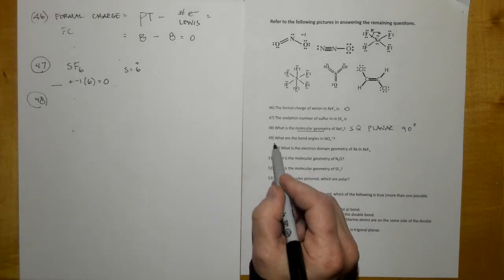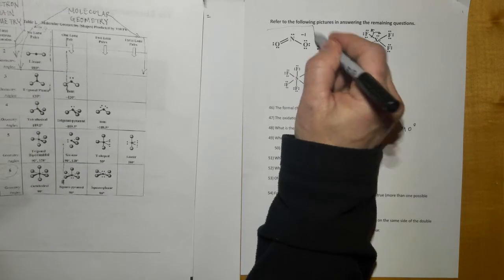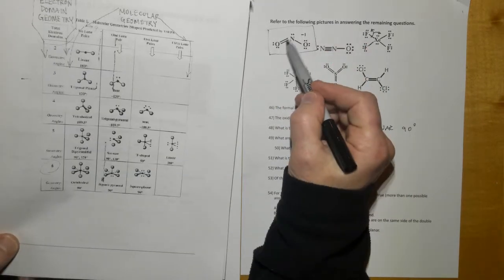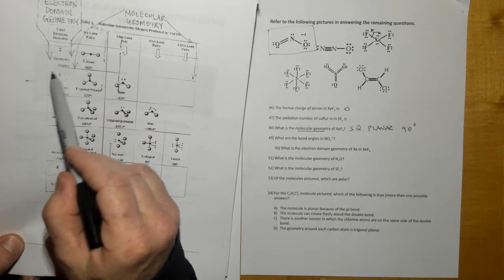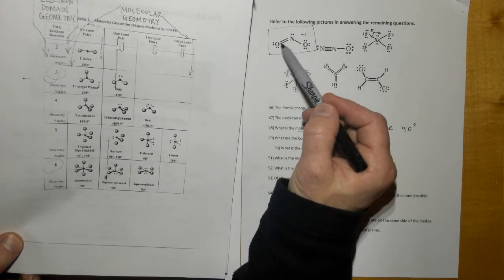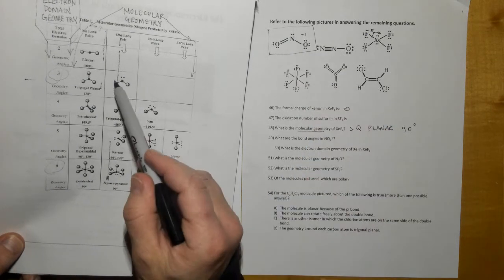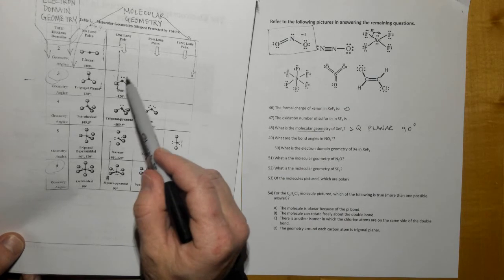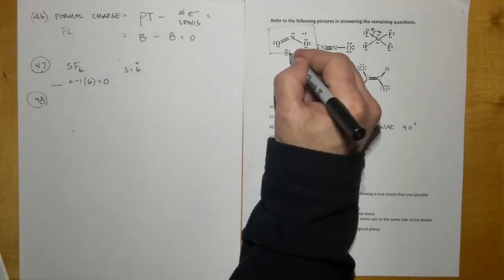Number 49, what are the bond angles in NO2 minus 1? So NO2 minus 1 right here would be 1, 2, 3 domains of electrons. So the electron domain geometry would come from the trigonal planar area. This happens to have 1, 2 areas of shared and 1 unshared. So 2 areas of shared and 1 unshared, that would be bent right here. So the name for this one would be bent.